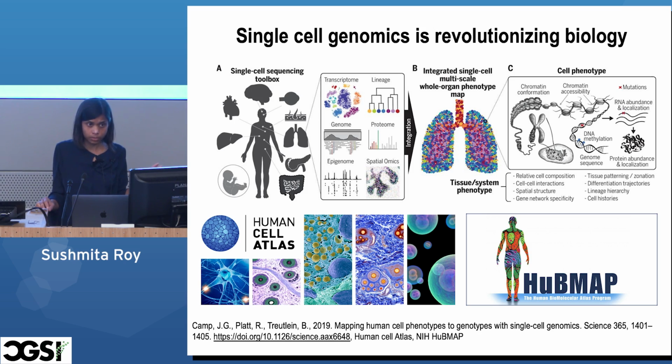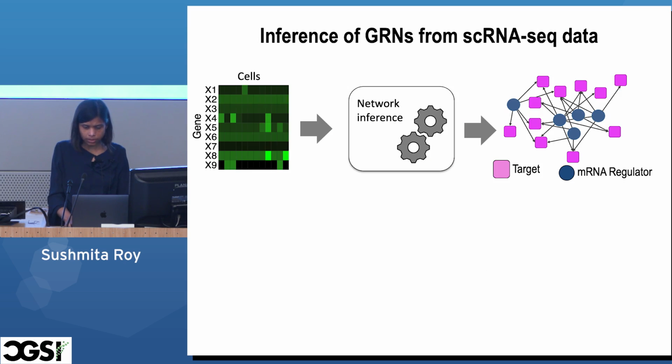Now we have lots of measurements, and there have been lots of methods to infer gene regulatory networks from single cell omic data sets. So what's the general idea? We have genes along the rows, and individual cells along the columns, and you feed that into a network inference algorithm, and out come regulatory connections between regulators and targets. These are all statistical correlations.